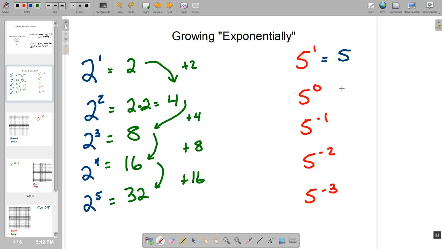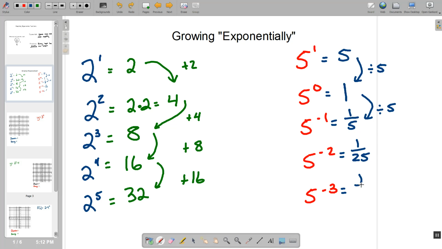5 to the first is just 5. 5 to the 0, if we remember from exponents, anything raised to the 0th power is just 1. So from here to here, we divided by 5. So 5 to the negative first, that means the fraction 1/5. Once again, we divided by 5. So then here would be 1/25, 5 times smaller. And then 1/125, 5 times smaller again. And so when we're talking about growing exponentially, we're not adding 2 each time. We're usually going to be multiplying or dividing by some factor to make that rate of growth steeper.